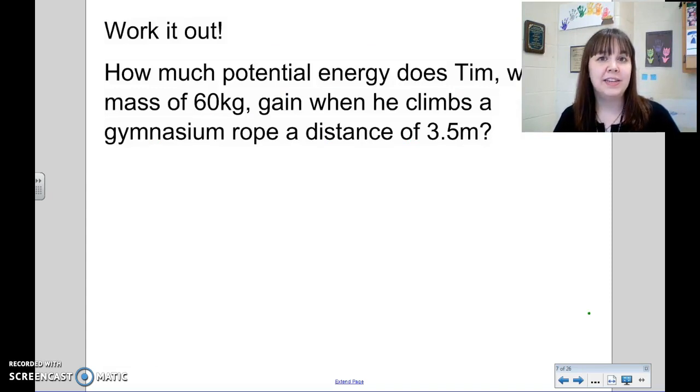So with this, we want to pause for a second and practice using our gravitational potential energy formula. So here's a problem here. Work it out. Tomorrow in class, we're going to go over it together and see if you got it correct.